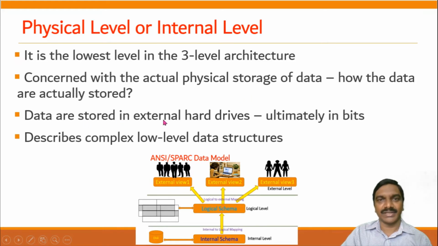Data are stored in external hard drives, right? Ultimately in bits. In terms of bytes and bits, the data are actually stored in the disk. So this internal level deals with the physical storage of data. It describes the complex low-level data structures. That is the physical level.